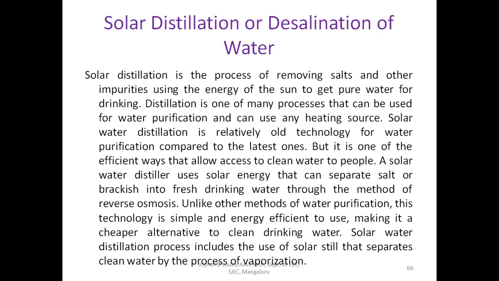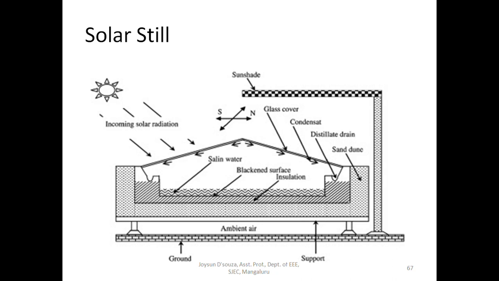The solar water distillation process includes the use of a solar still that separates clean water by the process of vaporization. That means the device used here is called a solar still. You're using solar energy to desalinate water using a solar still. The name of the device is solar still. This is a solar still.